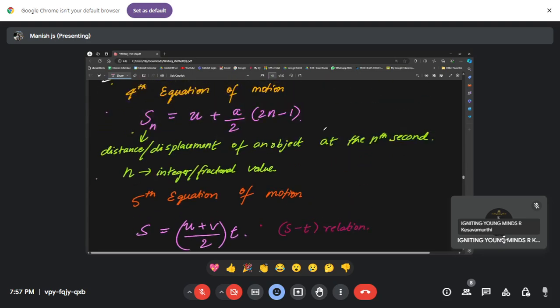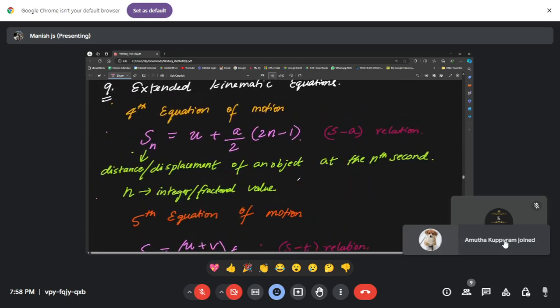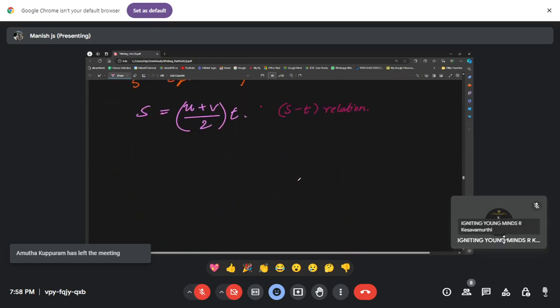And the previous one was, you can see, the displacement and acceleration relation, the SA relation. It is used for finding out the distance or displacement of an object at the end of nth second. So n can be any particular value except irrationals. These are all the kinematic equations. We have three basic kinematic equations plus two extended. So totally you have five kinematic equations, including all of them. Fine. So with that, we'll move on to the next aspect.